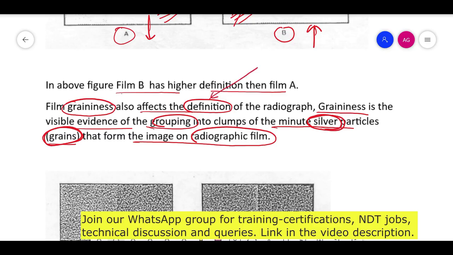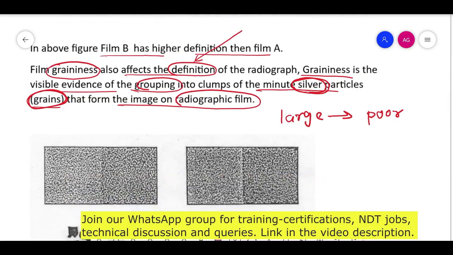Suppose the size of the particle is large. Here you will get poor definition. The grain is large, so because of that you will get poor definition. Whereas suppose it is small grain, so you will get a good result in the image. Meaning you will get a good image. You will get good definition.